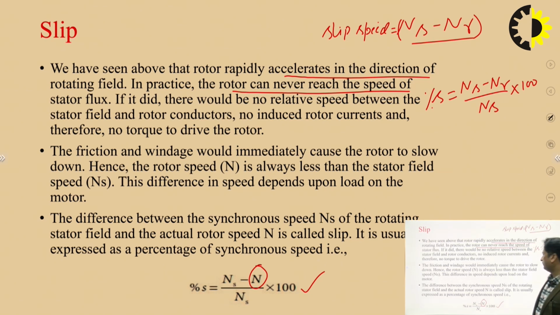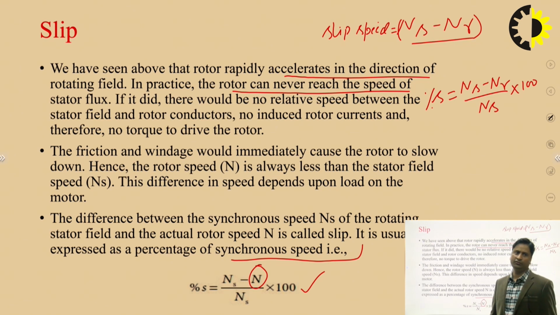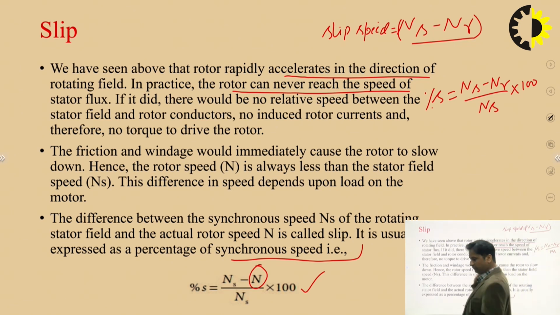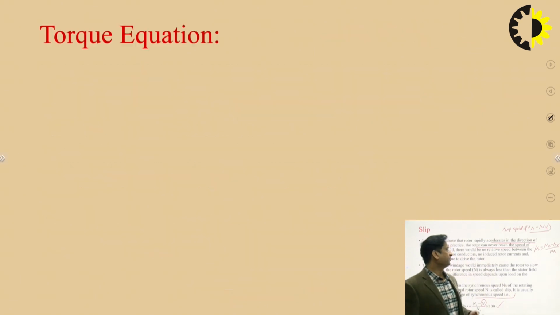So the difference between the synchronous speed, that is of the rotating magnetic field of the stator, and the actual rotor speed is called slip, and it is actually expressed in terms of synchronous speed. So we call it a slip. Now this is a very important term, so that's why we need to cover it.